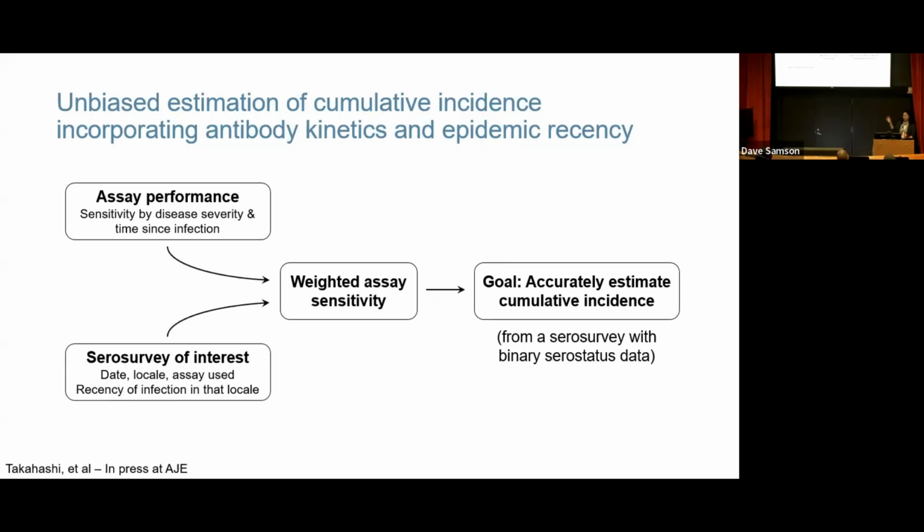If that's the goal, then what we need to do is come up with a weighted assay sensitivity that represents the sensitivity of that assay in that population at that time. The two pieces that inform that are assay performance, so thinking about how sensitivity changes as a function of disease severity and time since infection, and then thinking about the local context of the serosurvey, so the date, the place, the assay that was used, as well as the epidemic trajectory in that place.